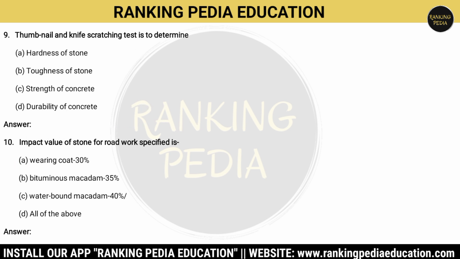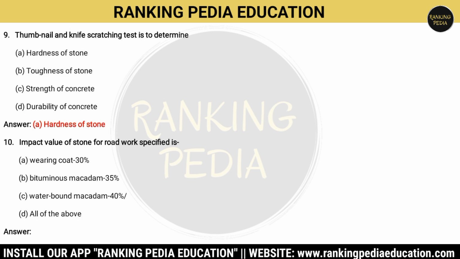Next question: the thumbnail and leaf scratching test is to determine what? Option A is hardness of stone. Option B is toughness of stone. Option C is strength of concrete. Option D is durability of concrete. So thumbnail and leaf scratching are used to determine the hardness of brick in general. So which one is correct? Hardness of stone, that is option number A is correct.